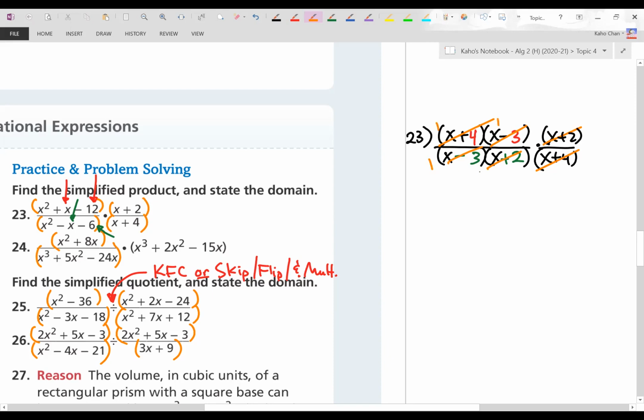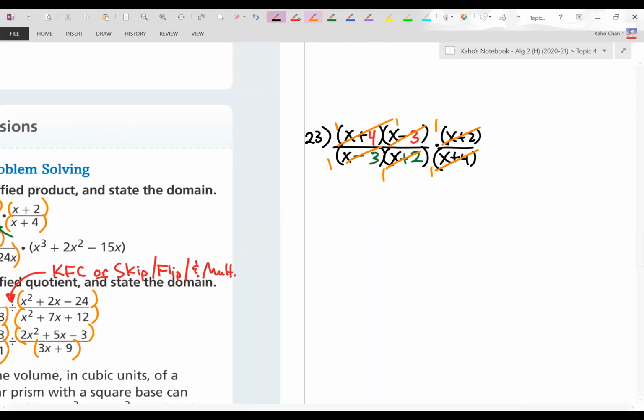Now when you cancel, you are leaving a bunch of 1s everywhere. 1 over 1 is 1. That's your final answer for number 23. I almost wrote an equation sign. This is an expression, okay? It's not an equation.